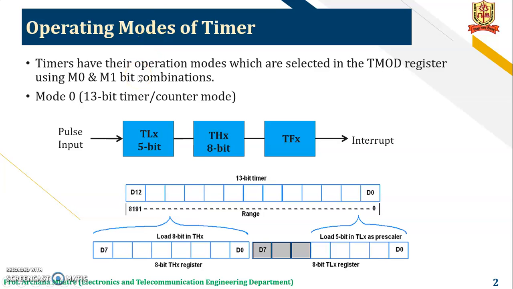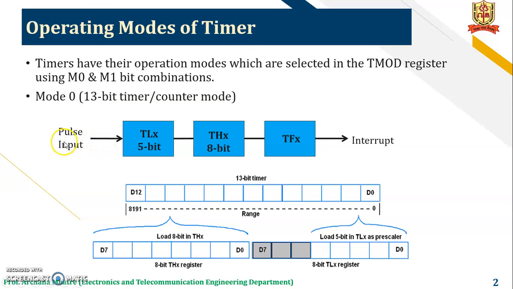Timers have operating modes which are selected in the TMOD register by using the M1 and M0 bits combination. There are four modes of timer: mode 0, 1, 2 and 3. First, mode 0: it is a 13-bit timer or counter mode.